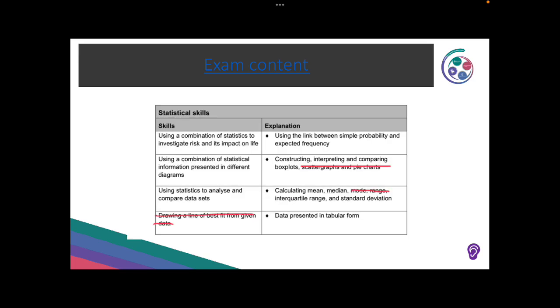Moving on to your statistical skills, quite a few things have been removed here. So we can see that using a combination of statistics to investigate risk and its impact on life has not been removed, so you could be expected to use the link between simple probability and expected frequency. Using a combination of statistical information presented in different diagrams, although that skill hasn't been taken out, scatter graphs and pie charts specifically have, but that leaves constructing, interpreting and comparing box plots.